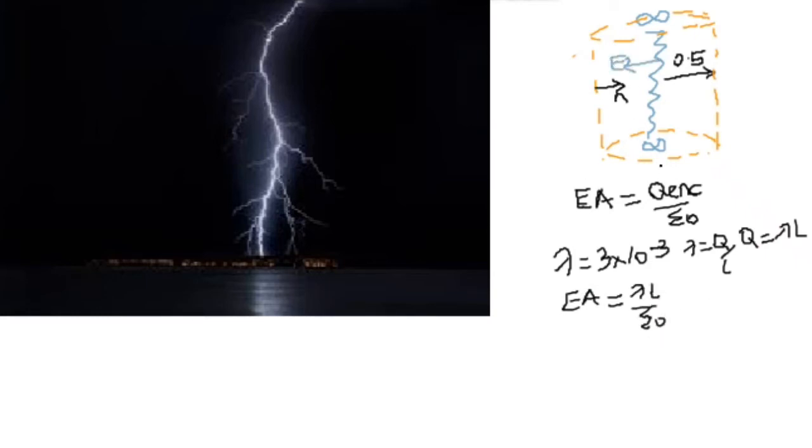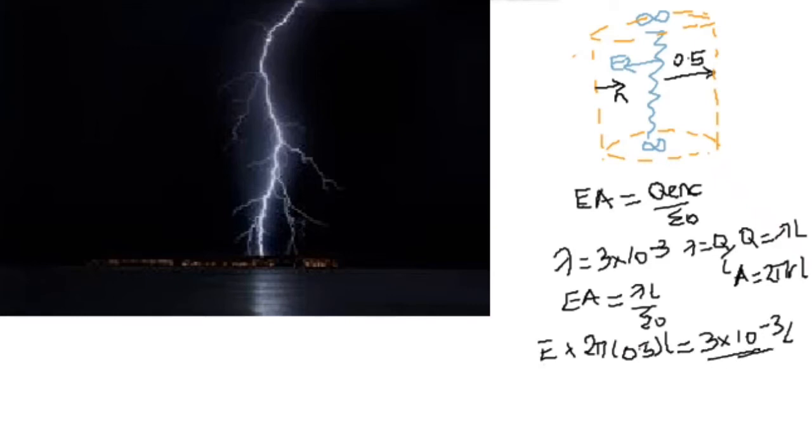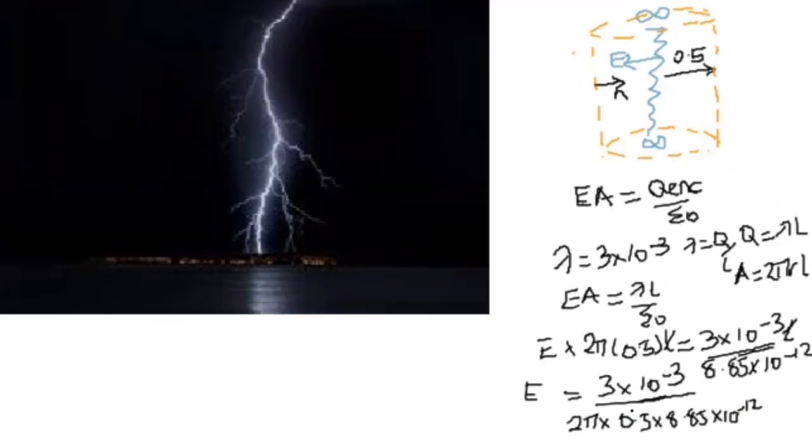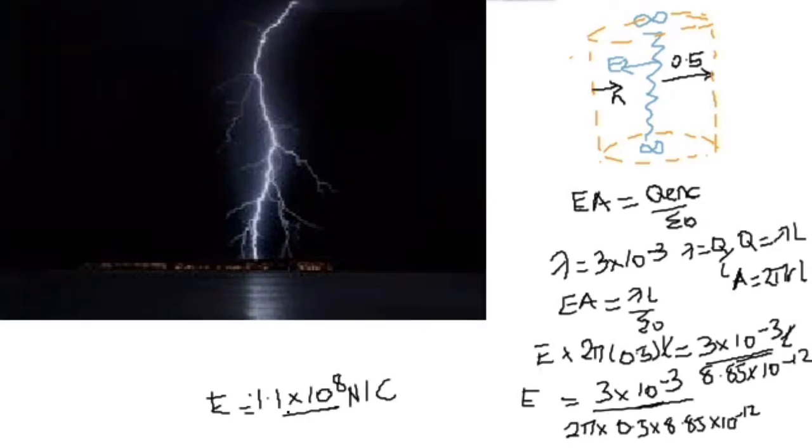So E times 2 pi times 0.5 L is equal to 3 times 10 to the power minus 3 L over epsilon naught. The L's cancel out, so the field does not even depend on the length. E is equal to 3 times 10 to the power minus 3 over 2 pi times 0.5 times 8.85 times 10 to the power minus 12. E is equal to 1.1 times 10 to the power 8 Newton per coulomb.